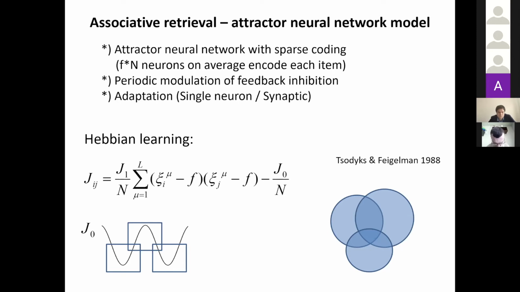In order to generate these transitions, you need some extra mechanism. One particular idea that you could implement here is to add feedback inhibition, a global feedback inhibition of a strength that is oscillating in time. If you have an inhibition that is oscillating, getting stronger and weaker, you can set up the parameters in such a way that when the inhibition is strong, the attractors become unstable. The network converges to a state which corresponds to the overlaps between different attractors, so a smaller number of active neurons. Then when the inhibition is going down again, it can fall into the next attractor, right? This way it can transit from one attractor to the next.